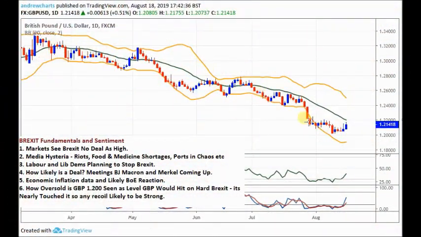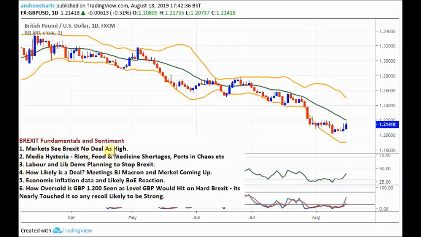Now, in terms of the first trade setup we're going to look at, it's going to be GBP USD. Chart of GBP USD, and obviously we look at the levels at the moment, but it's important in a pound pair to look at the fundamentals and sentiment towards Brexit. So we'll just go through these points very quickly.